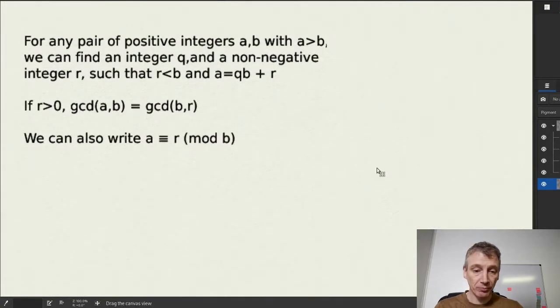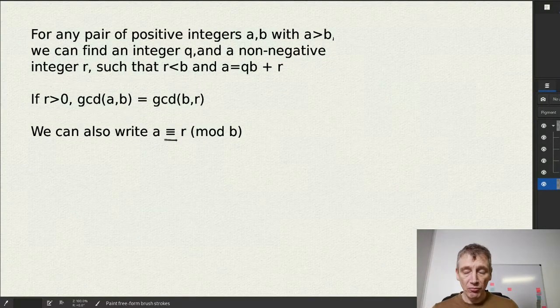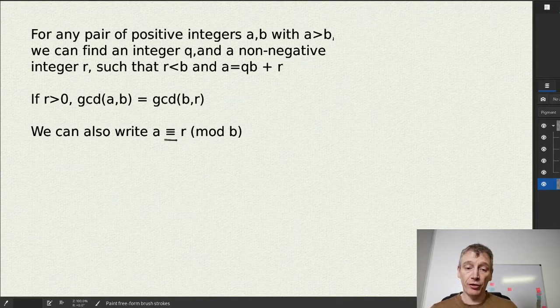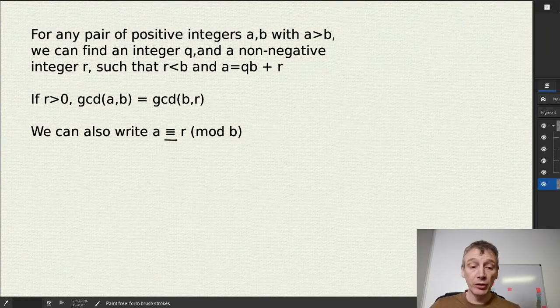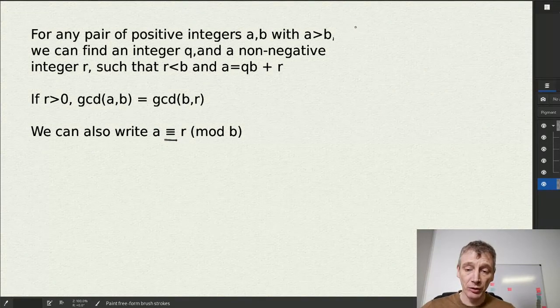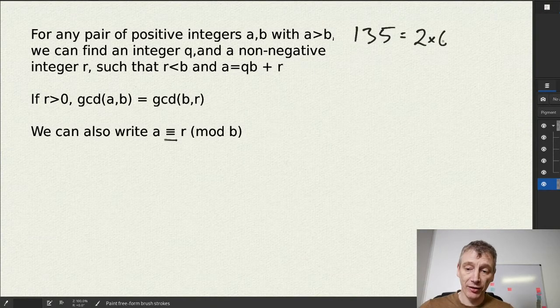denominators like this. So we're going to introduce this theorem, very basic, which is essentially a division algorithm. For any pair of positive integers, we can find an integer q, which is a quotient, and a non-negative integer r, which is going to be less than b, such that a is equal to the quotient multiplied by b plus the remainder. So if we look at an example, 135 is equal to 2 multiplied by 60 plus 15.